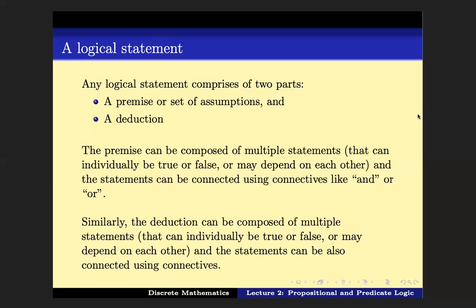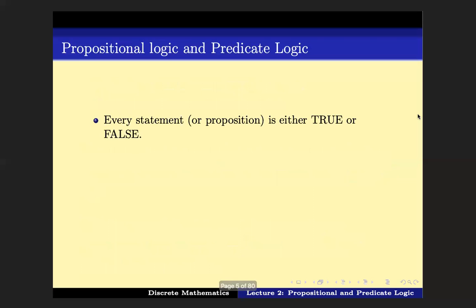Maybe I can make some more complicated things. If a student is attending this class, then either the student has gone through the ISI entrance exam or has gone through the GATE exam. Then the deduction has two parts, right? So similarly, every logical statement, you can see it as a collection of assumptions and a collection of deductions, right? Now, propositional logic starts from this very basic understanding that every statement, which is called a proposition, is either true or false.